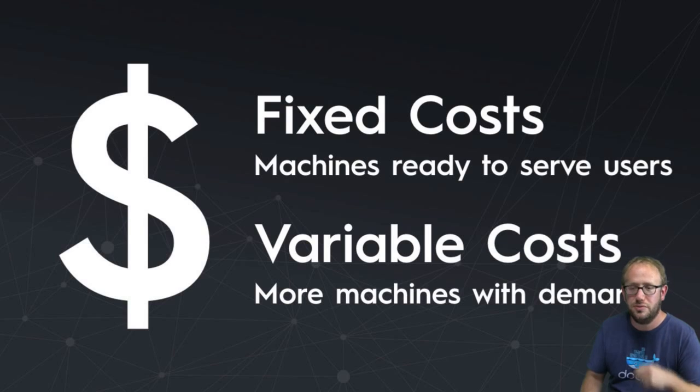So we have these fixed costs, which is, we have to always have machines that are ready to serve users, that have capacity to serve users. And that means having machines ready to run Docker images on it. And then we have variable costs. If we extend beyond those kind of machines that we always have running and we get a lot of users like we have right now, there are costs as we increase our number of users.